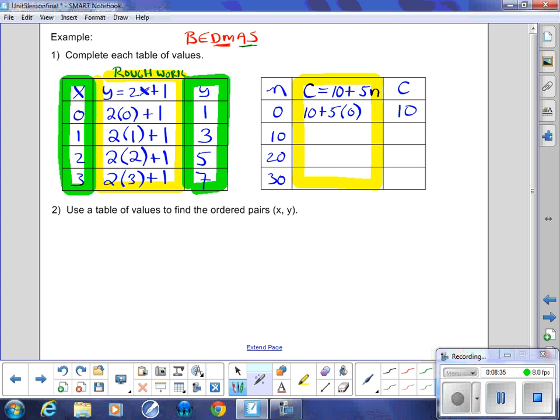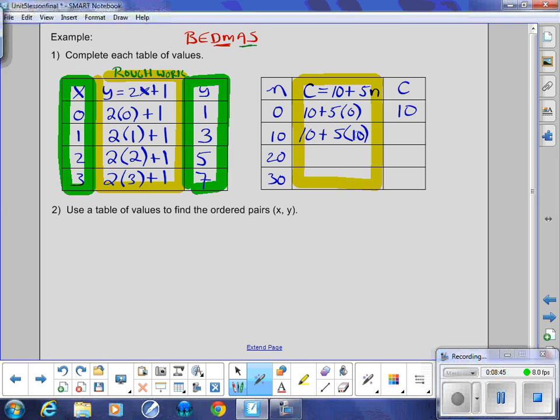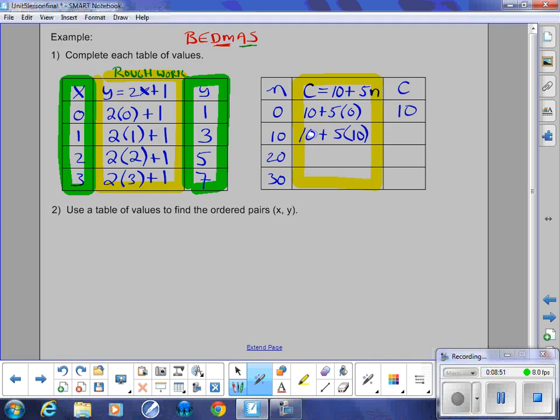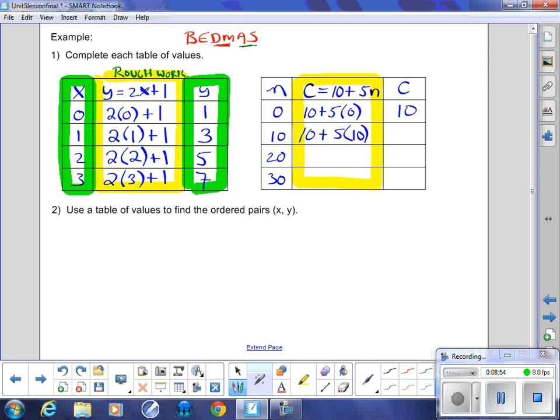All right, next one, 10 plus 5 times 10. And again, that 10 comes from here. All right, that's what my value of n will be. So again, order of operations, do your multiplication. 5 times 10 is 50, plus another 10 gives us 60.